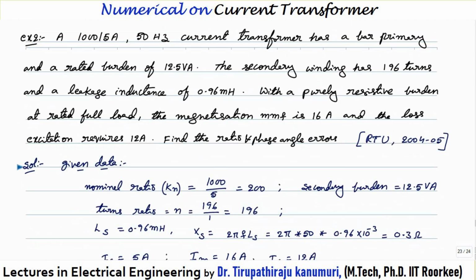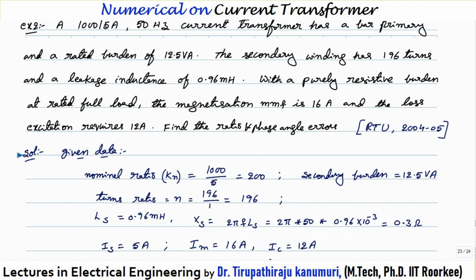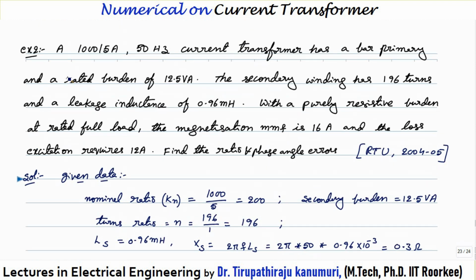So now coming to example number 2. To consider a much more complex case, because we have neglected the secondary side resistance and leakage reactance, but practically that will also be there. So taking the second example, a 1000 by 5 ampere, 50 hertz current transformer has a bar primary and a rated burden of 12.5 volt amperes.